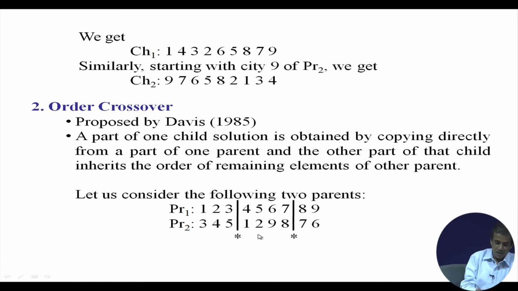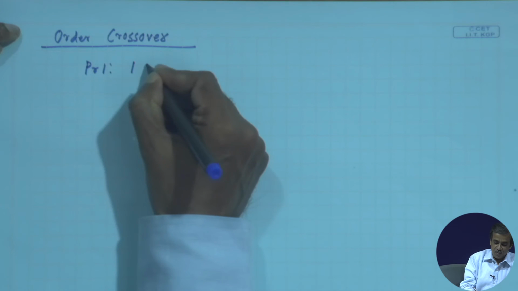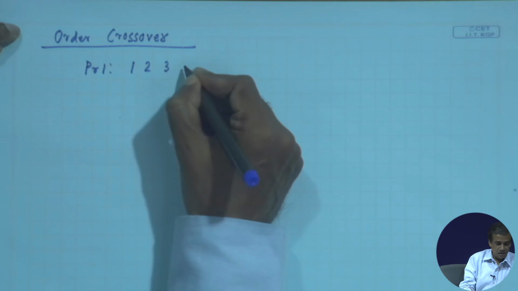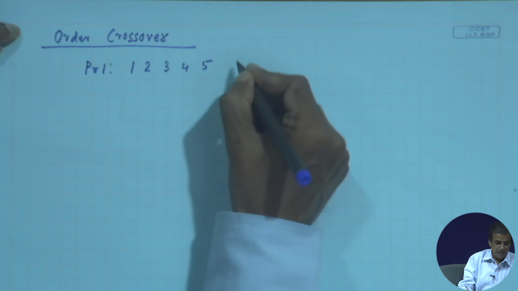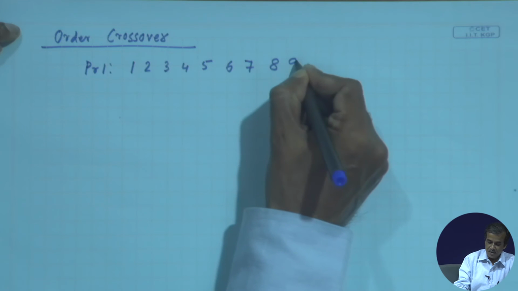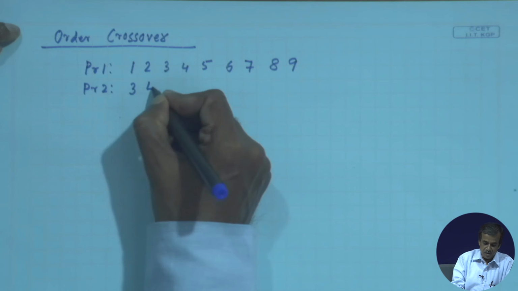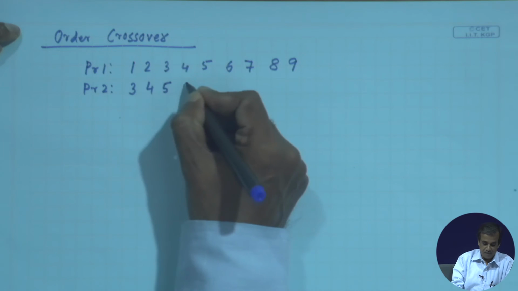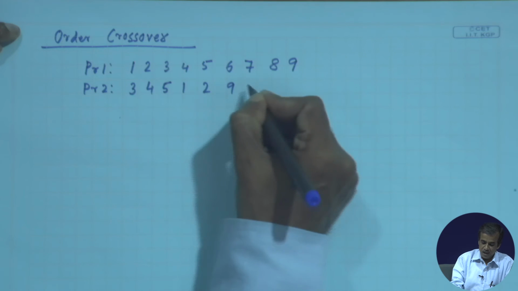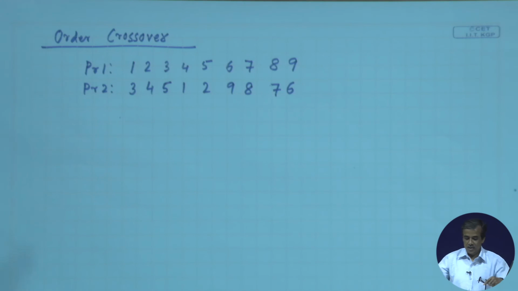Okay. So let me write down parent 1 is 1, 2, 3, 4, 5, 6, 7, 8, 9, parent 2 is 3, 4, 5, 1, 2, 9, 8, 7, 6. So this is parent 1 and parent 2. You will have to find out child 1 and child 2.